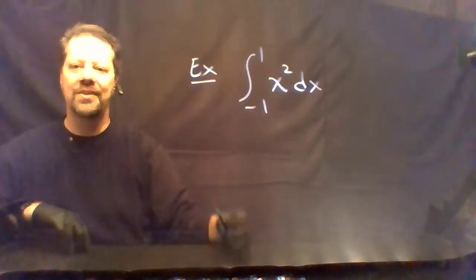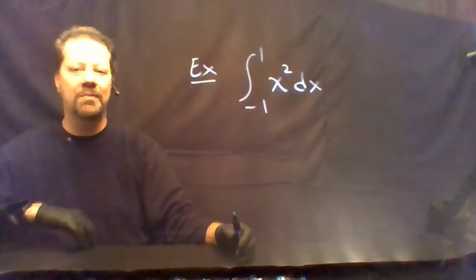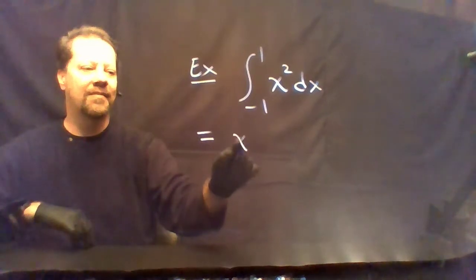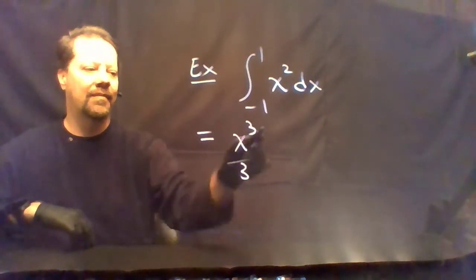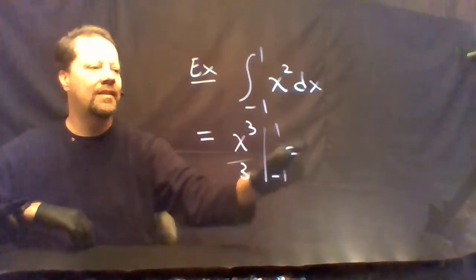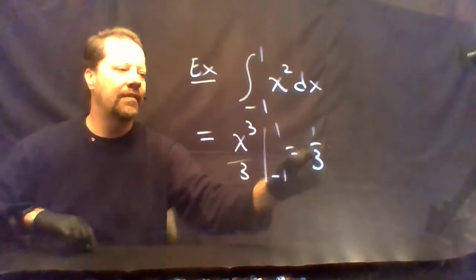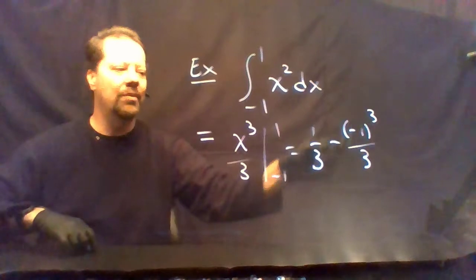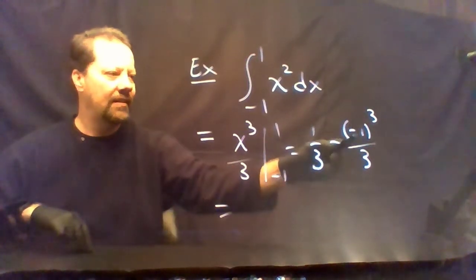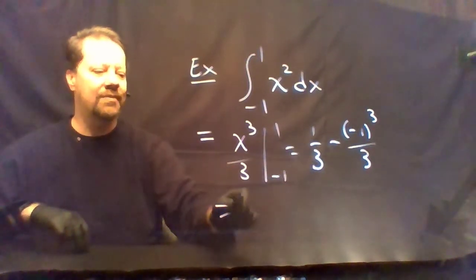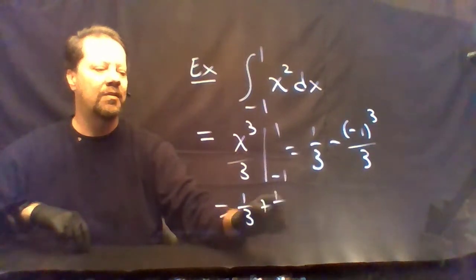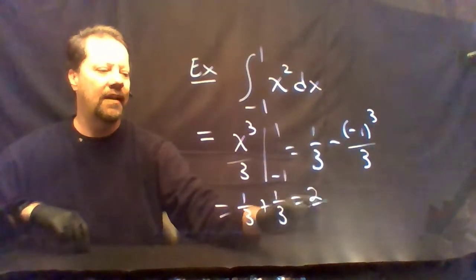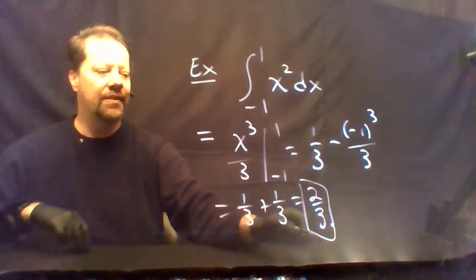And let's do this two ways. First, just apply the fundamental theorem of calculus. We'll have 1/3 minus negative 1 cubed over 3. This minus will cancel this. We'll have 1/3 plus 1/3, and we get an answer of 2/3.